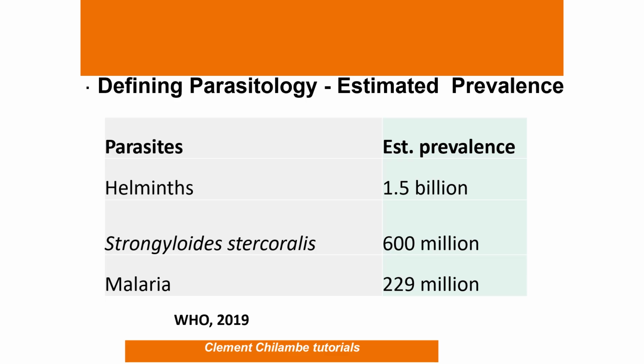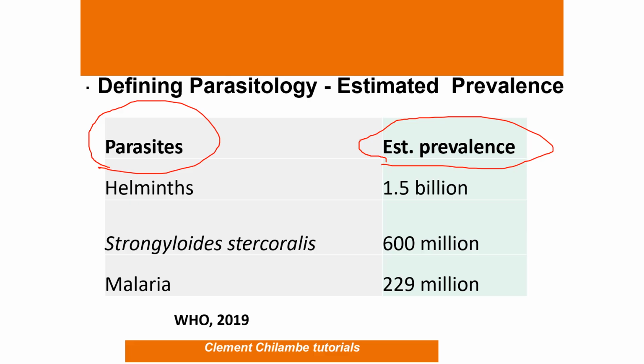The estimated prevalence for helminths, for example, here. So we have this side, the parasites, and this side, the estimated prevalence. When we look at the first one here, we take helminths, 1.5 billion. That's the estimated prevalence of 2019 by the World Health Organization. Then we talk of this parasite here, Strongyloides stercoralis, 600 million. That is the estimate itself.